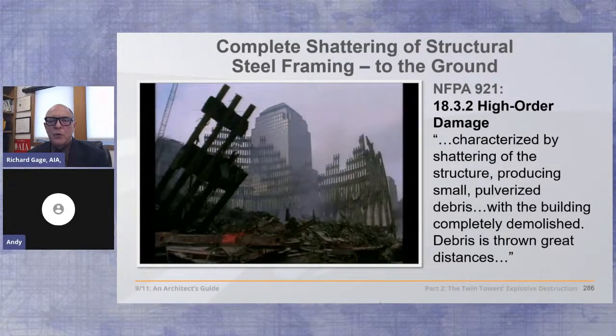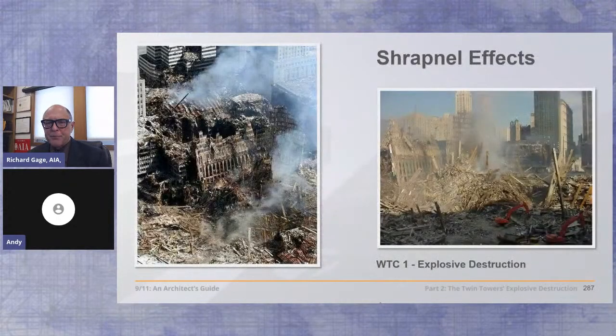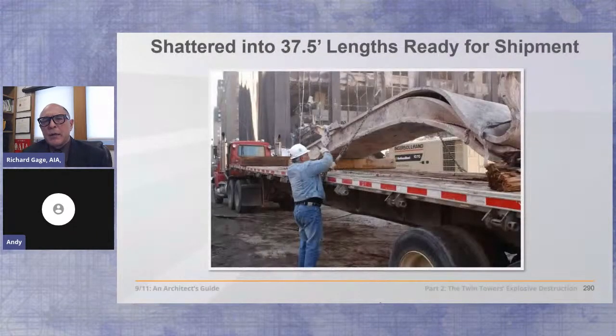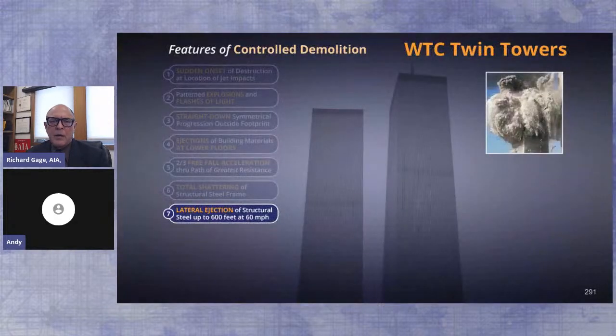If you have this, you know you have explosions. And look at the Twin Towers, completely shattered, save the remaining shards standing at the bottom. This is shrapnel effects. The structural frame is completely shattered down to the original lengths of the columns in their 37.5-foot lengths ready for loading and shipment. Do we have the lateral ejection of structural steel?